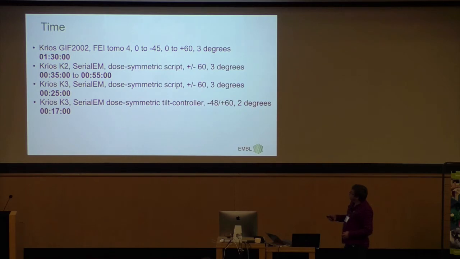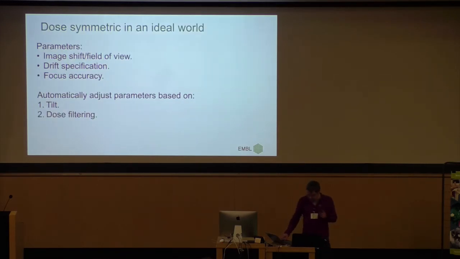Time-wise, when I started with Florian, we needed 1.5 hours for 30-something images. Then with script, we were somewhere between half an hour and 1 hour. With the K3, we're currently with script at 25 minutes. And recently, Julia Mohammed, and she used a few more tilts, is at 17 minutes with the tilt controller. So that looks good. The most important thing is, there's these parameters.